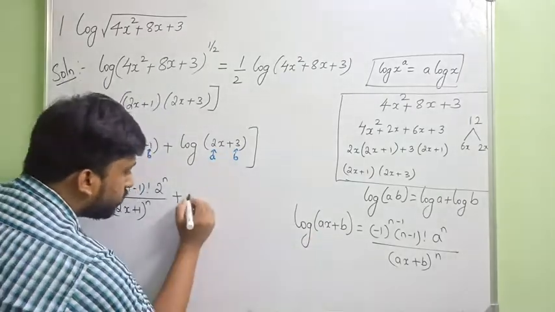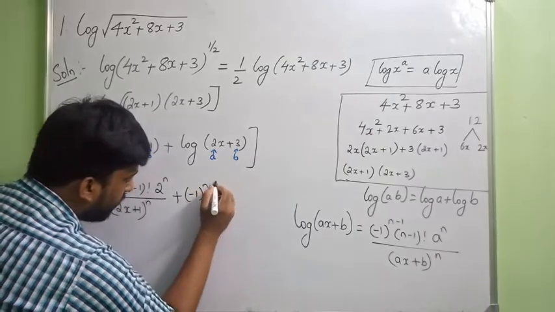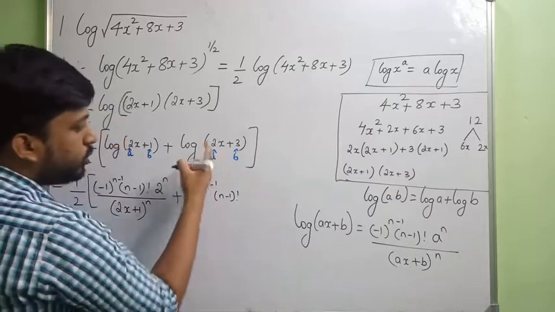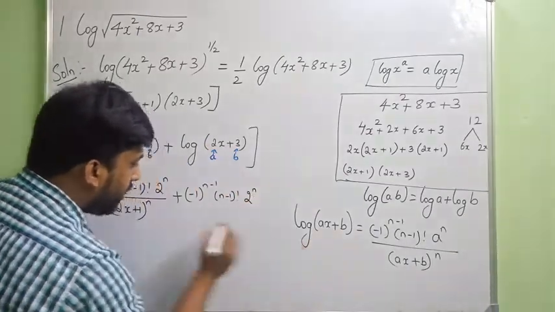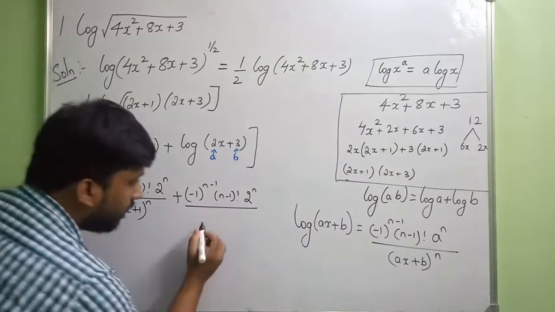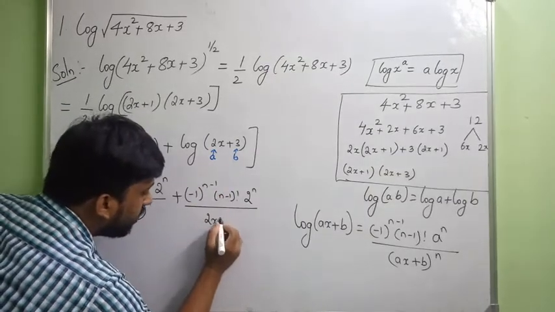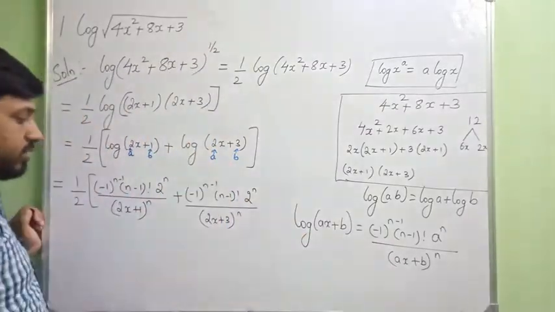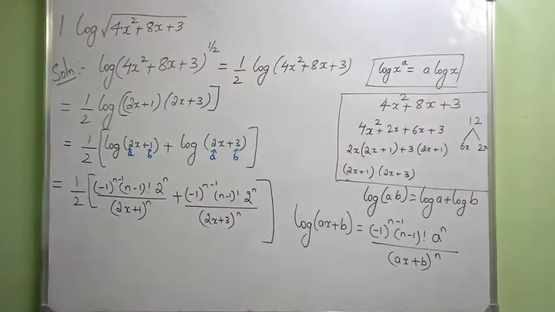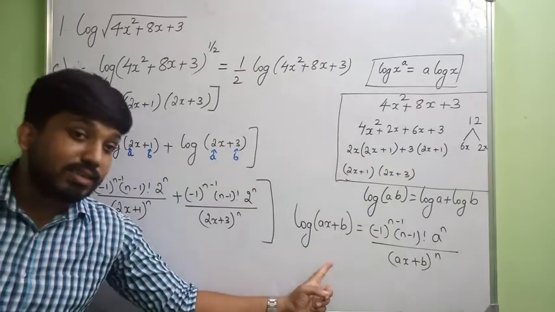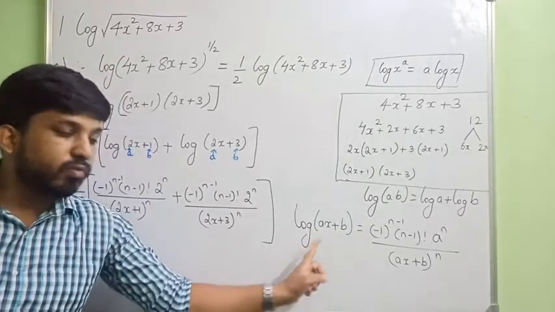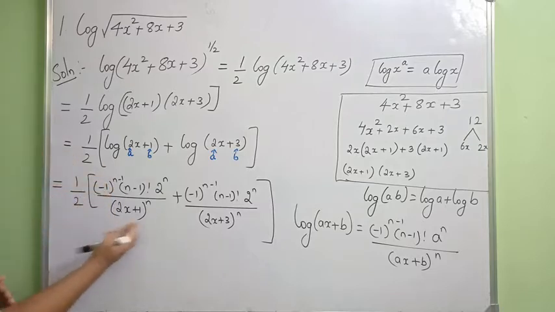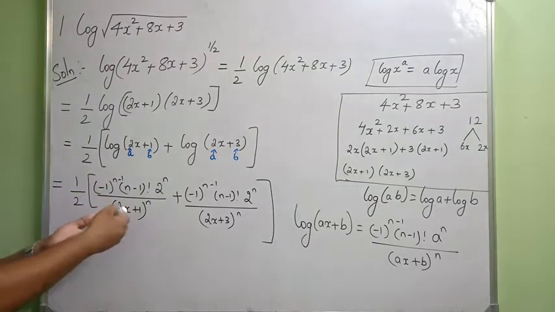So again I am going to substitute, that is minus 1 to the power of n minus 1 factorial. A is again 2 here, so that is 2 to the power of n. I hope you are understanding, whole divided by 2x plus 3 to the power of n, because ax plus b is nothing but 2x plus 3 here. Okay. So now we have substituted the formula of nth derivative of the form of the function log of ax plus b. So here the same type we have deduced first and then we have written this. Now we'll make it the simplest form.